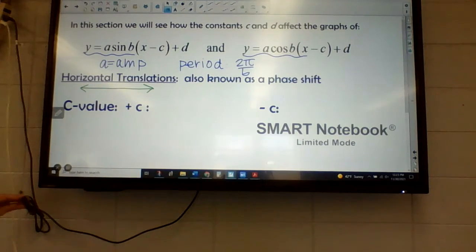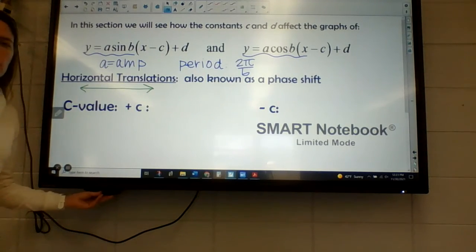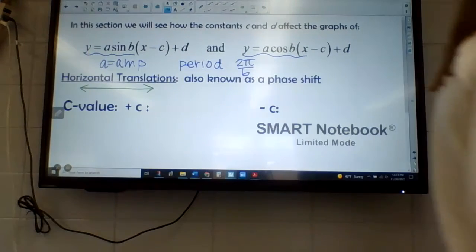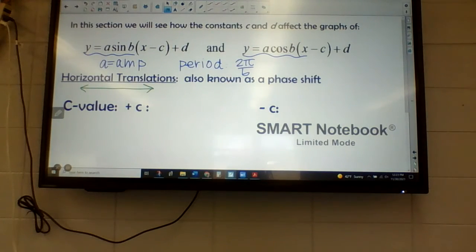Now, actually, I think I want to point something out to you, and then vertical will obviously be up and down. So if you have cell phones or computers, whatever you want to get out, we're going to get out Desmos.